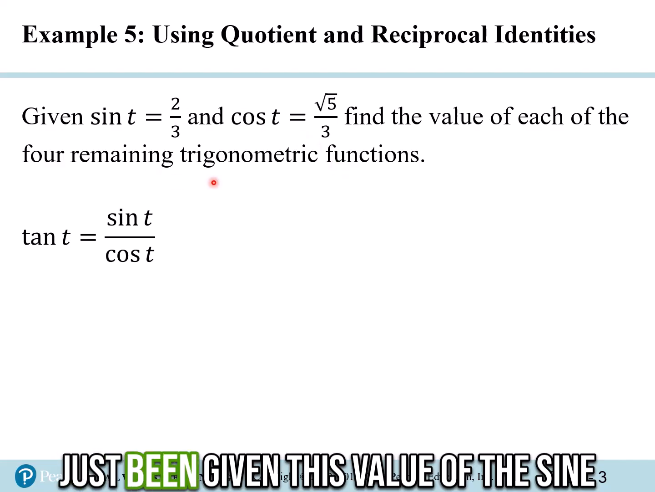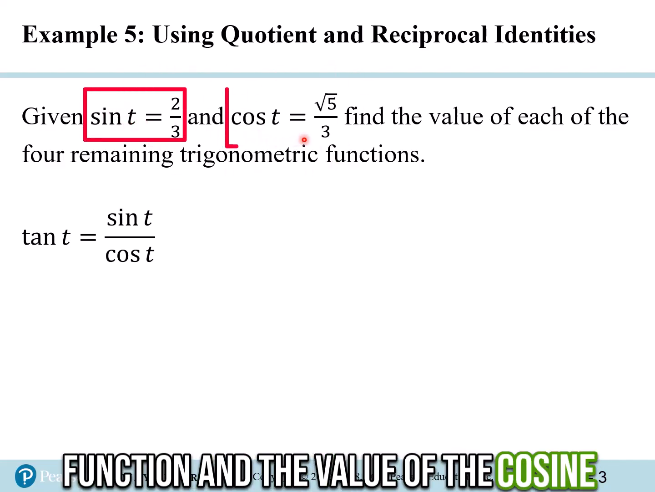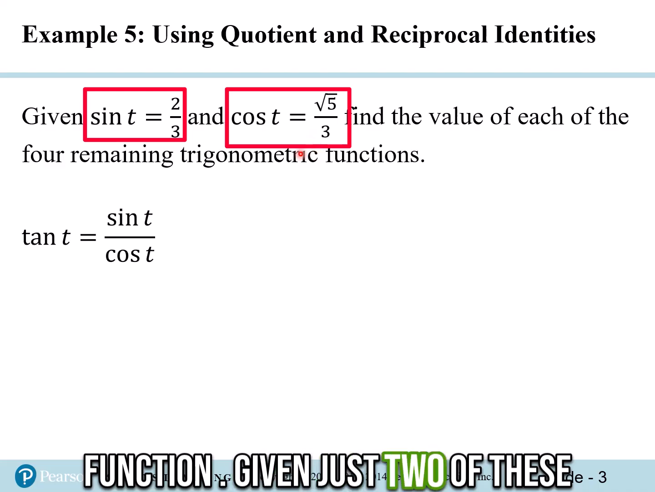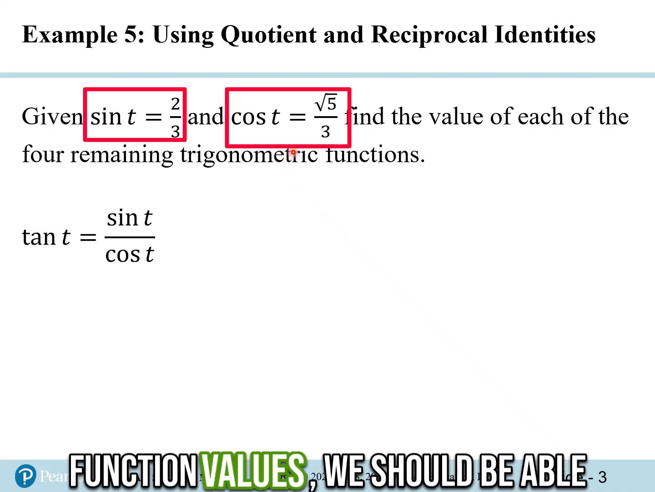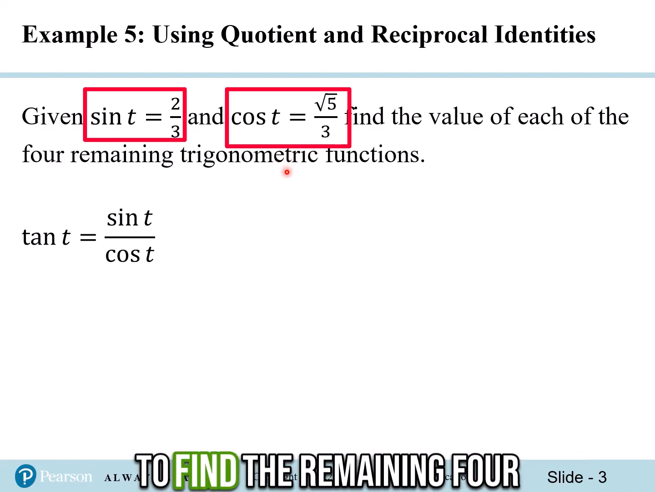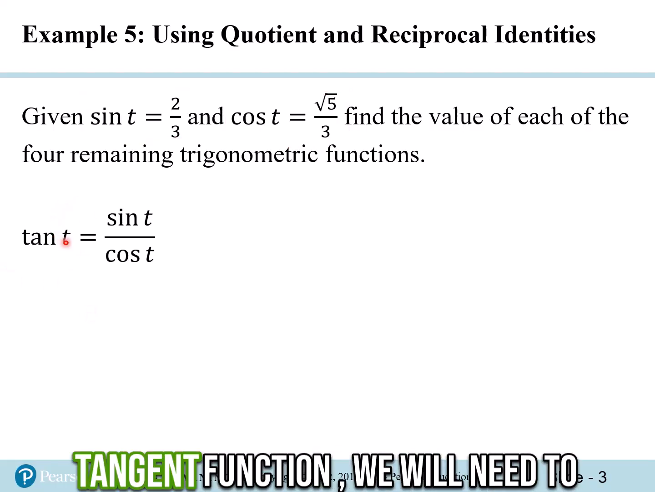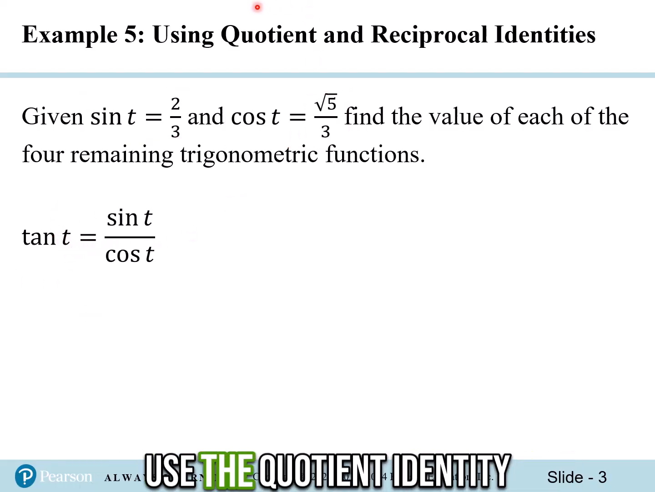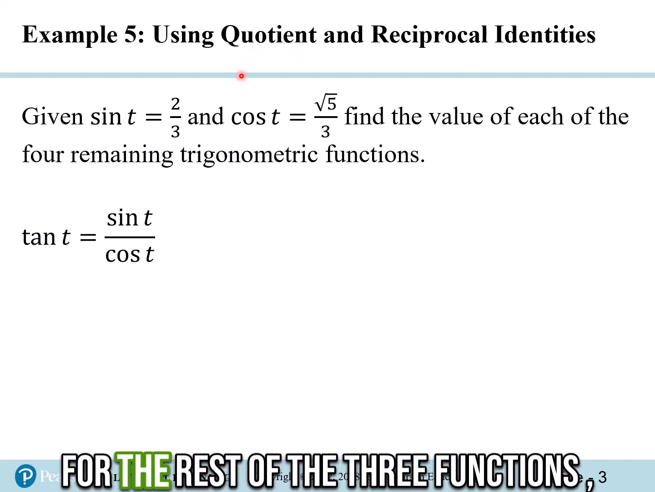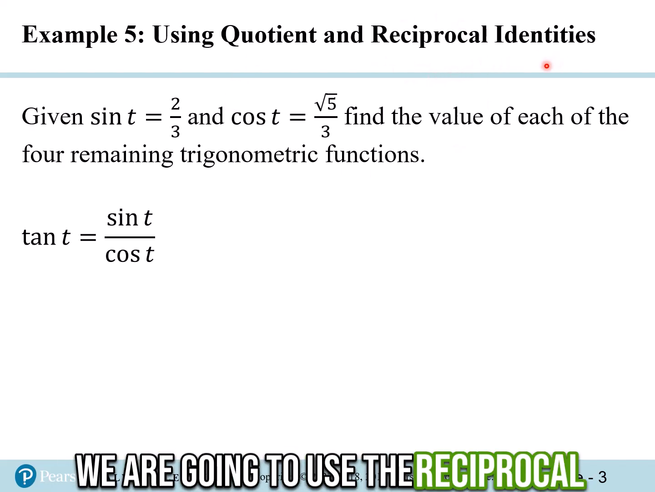So we've just been given the value of the sine function and the value of the cosine function. Given just 2 of these function values, we should be able to find the remaining 4 trigonometric functions. For the tangent function, we will need to use the quotient identity. For the rest of the 3 functions, we are going to use the reciprocal identities.